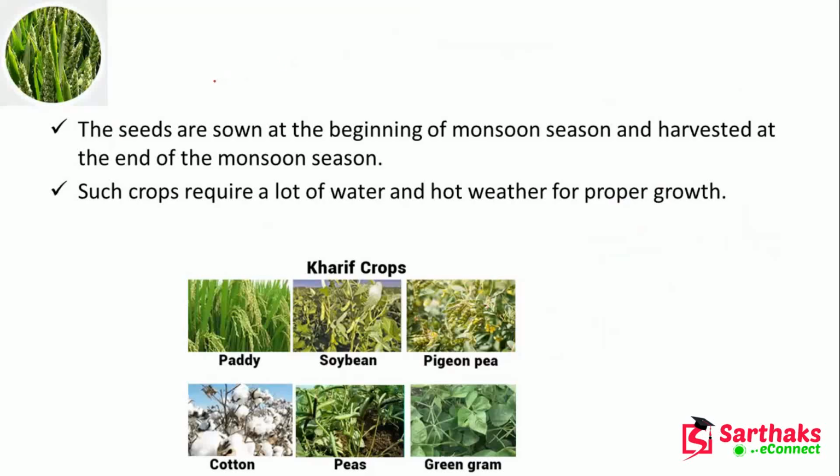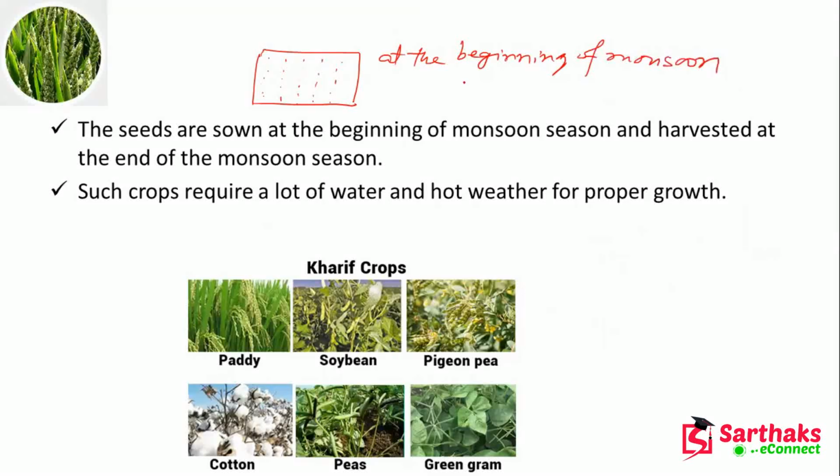Now, for any cultivation, first, if you have a land here, you have to put the seeds like this. When will you do it? At the beginning of the monsoon. Now it will grow, right? Monsoon means it will last 3 to 4 months. The monsoon season will be there.